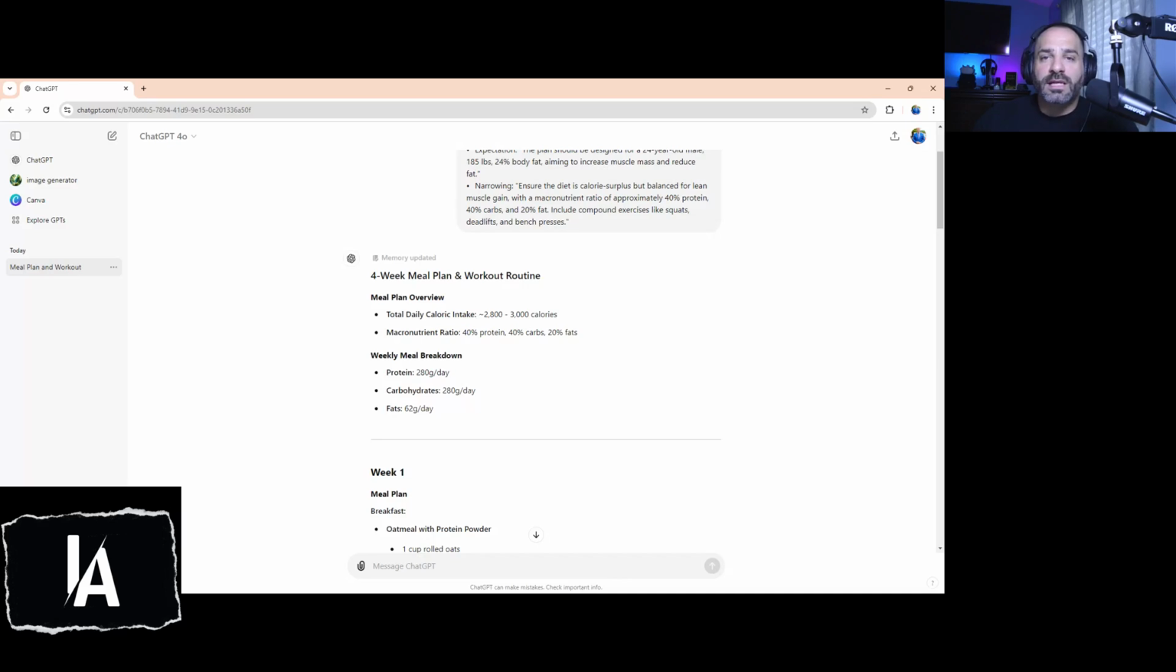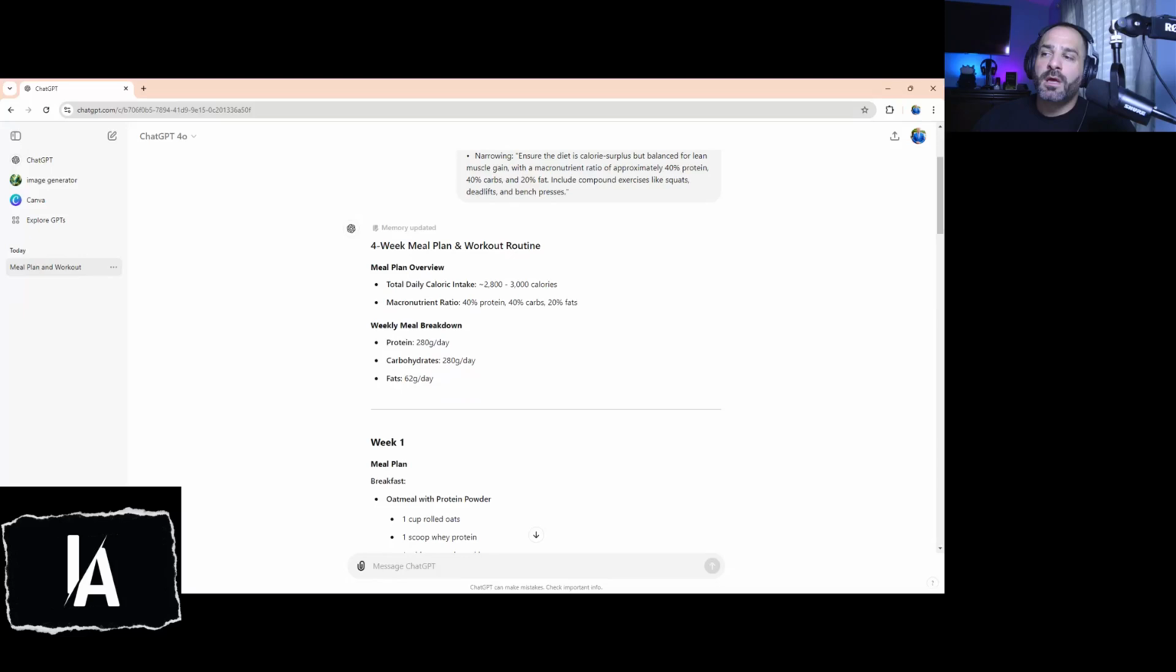The only way to really know this is each week you track your calories, your intake versus your expenditure, and you compare the two and refine it as you go each week. So overall, this is a pretty decent macronutrient breakdown. We have 40% protein, 40% carbs, and 20% fat.